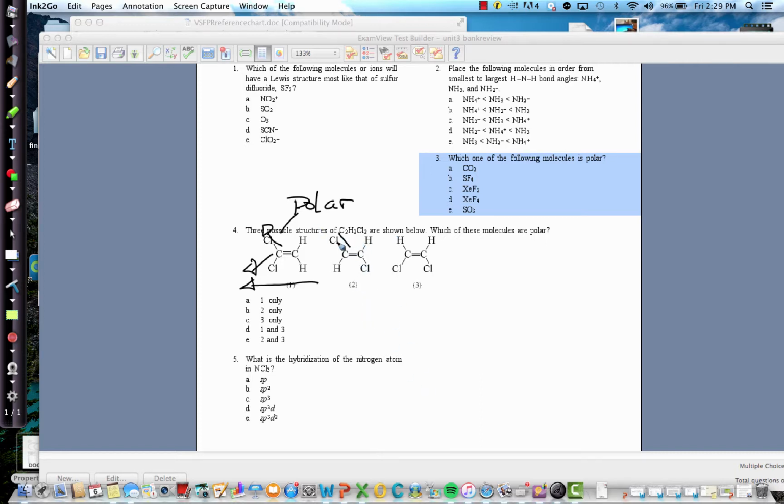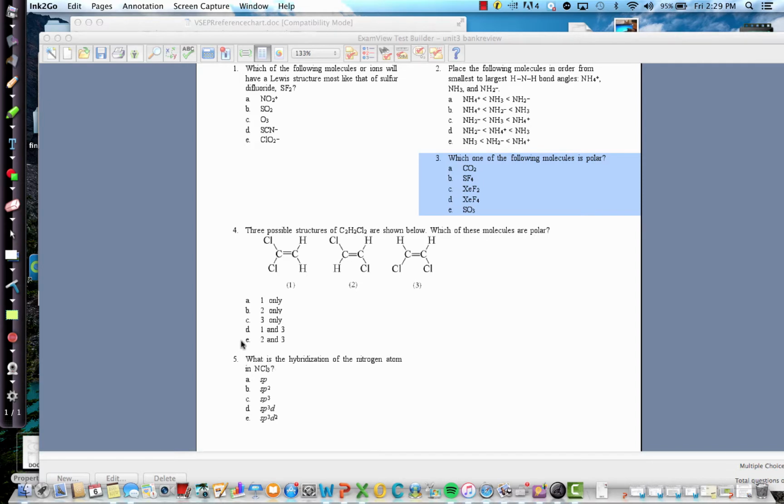If I'm looking at this one, I have a dipole going this direction, and then I have a dipole going this direction. These are going to be exactly opposite directions. This would be a nonpolar molecule. All right, and then we have this one. We have the chlorine going this way, chlorine going this way. So overall, I have an overall dipole going down. So this one would also be a polar molecule. So basically, when we're looking at a molecule like this, if the chlorines are on the same side, it's polar. If they're on opposite sides like this, it ends up being nonpolar.